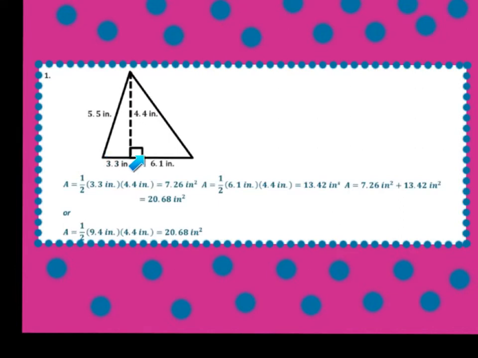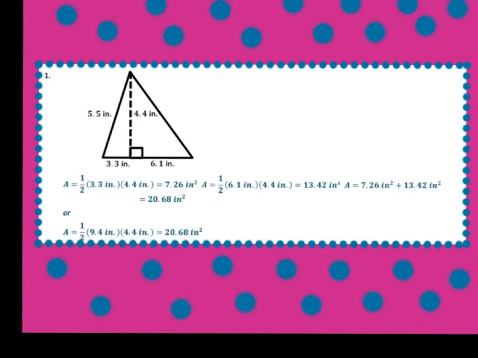If we add the sum of the two triangles together, 7.26 square inches and 13.42 square inches, we get the total area for the larger triangle, 20.68 square inches.